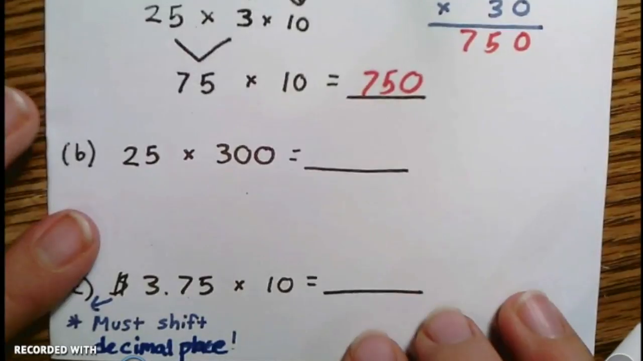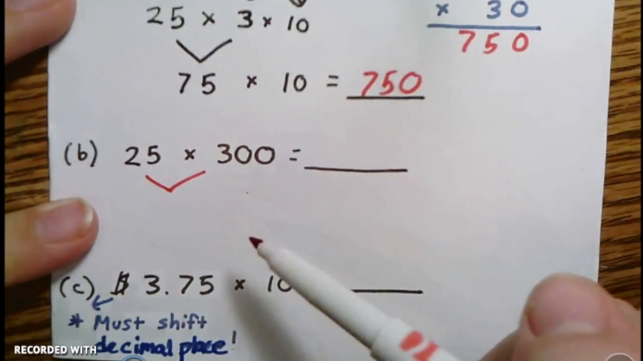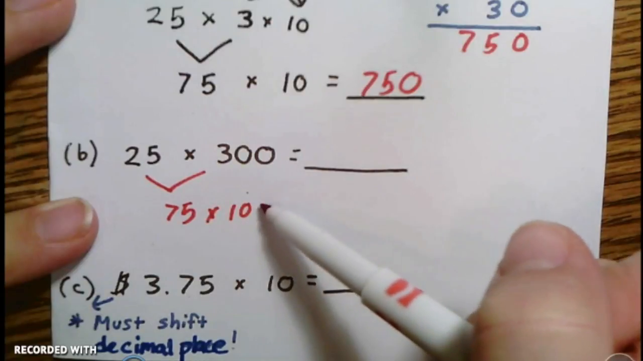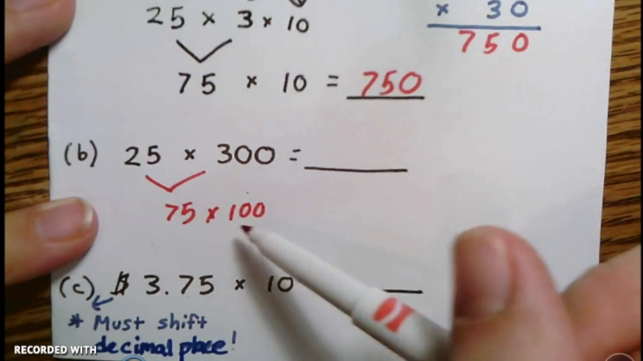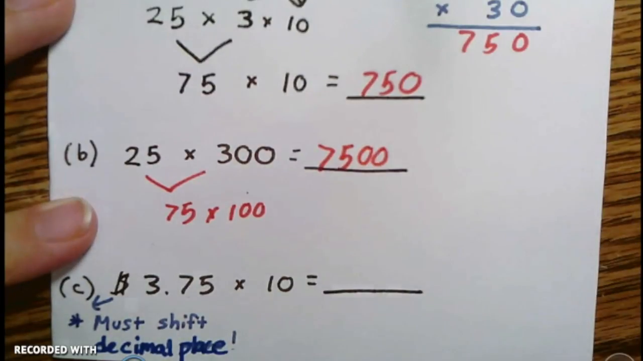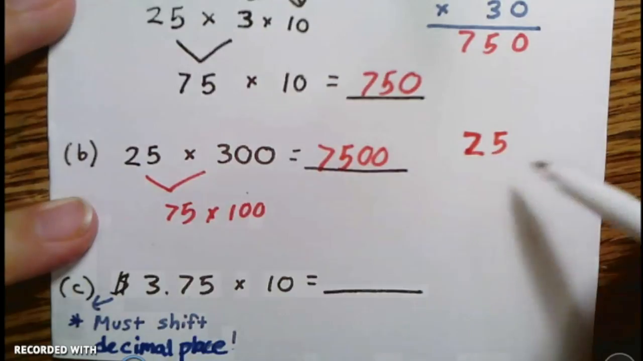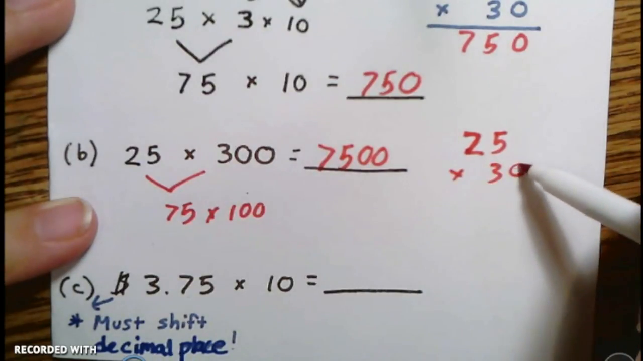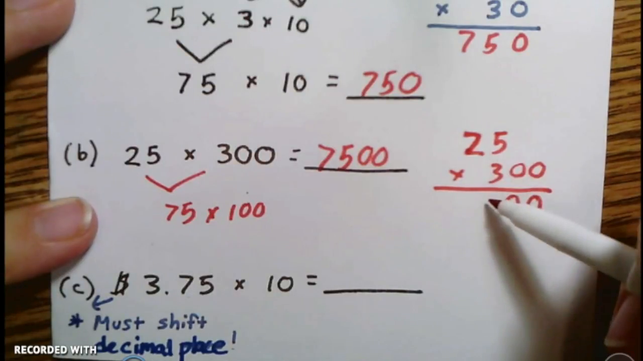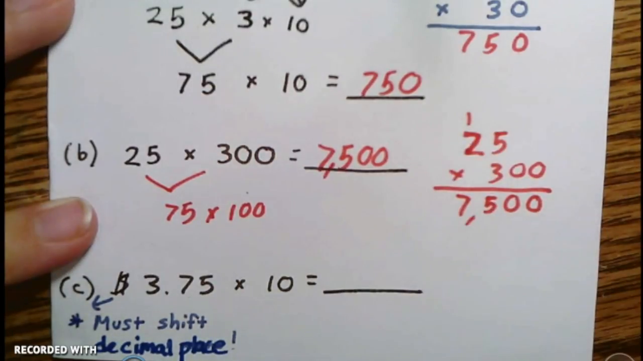If I'm multiplying by 100, I can do the same thing. So I'm going to do 25 times 3 again, which is 75. And then I'm going to do 75 times 100, which is the same thing as just adding 2 zeros to my 75. If I had 25 times 300, and I write my numbers hanging out like that, I can bring them right down. 5 times 3, we just did this, and I get 7,500.